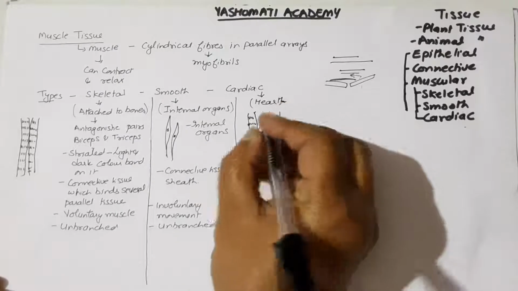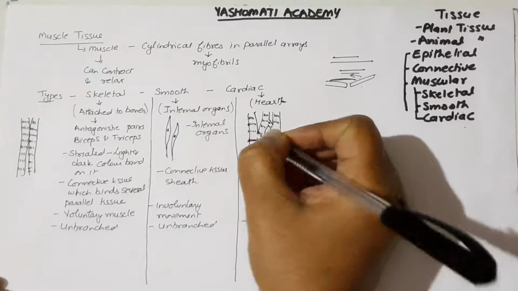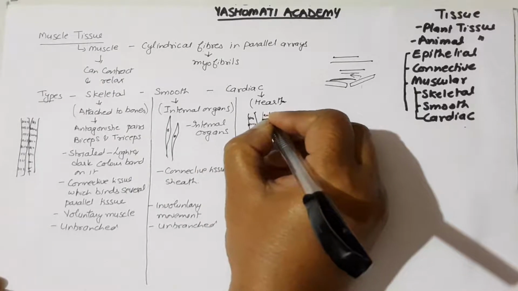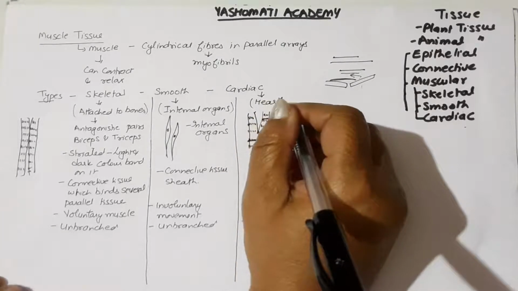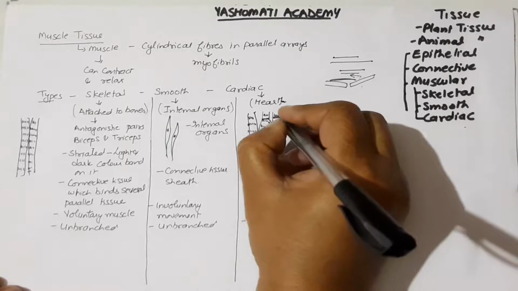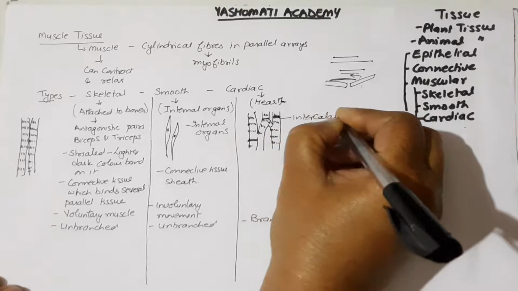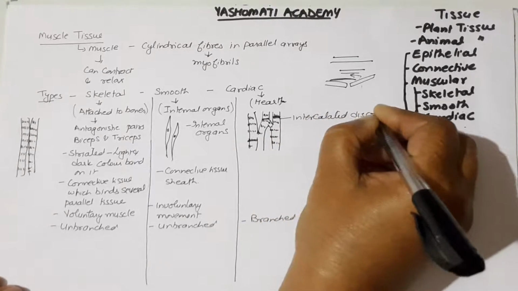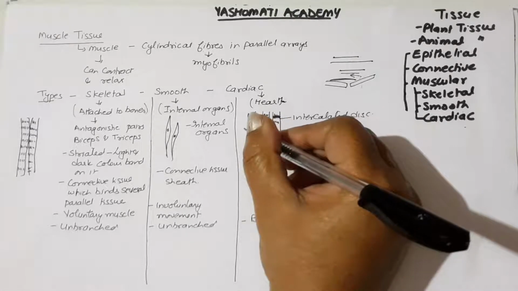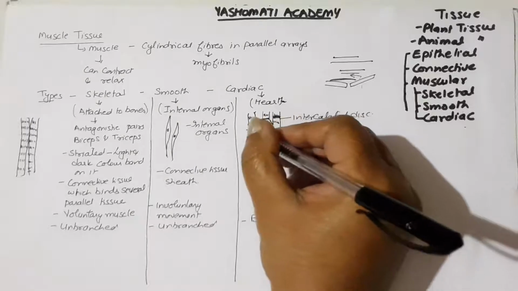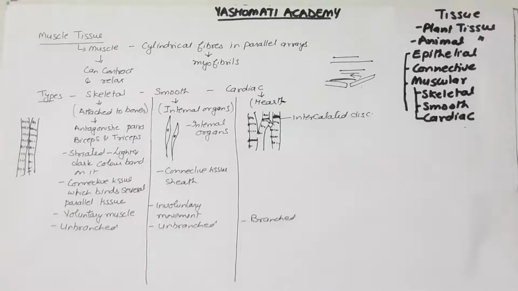There are certain bands present near the junctions where these muscle bands are attached to each other, and these bands are called intercalated discs, which are a way of communicating between the cardiac muscles. So all the muscles can contract and relax as a unit.